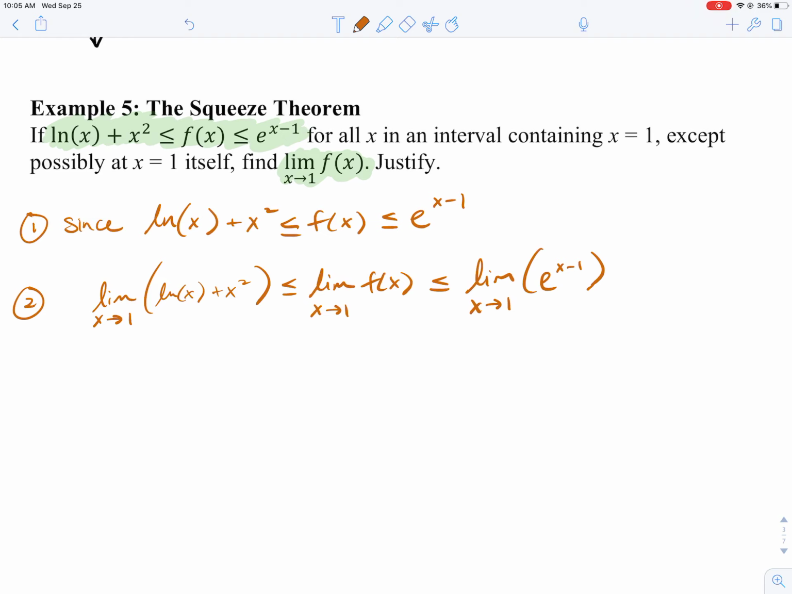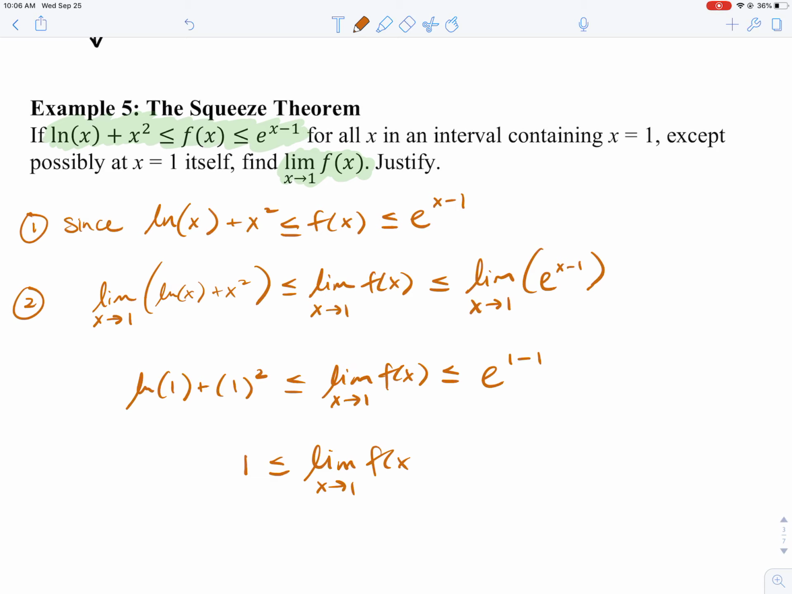Okay. So then I'm going to use direct substitution for the function on the left to evaluate that limit. So ln of 1 plus 1 squared, and then the function on the right. So ln of 1 is 0, right? Because e to the 0th power would give you 1. And then 0 plus 1 squared would just be 1.